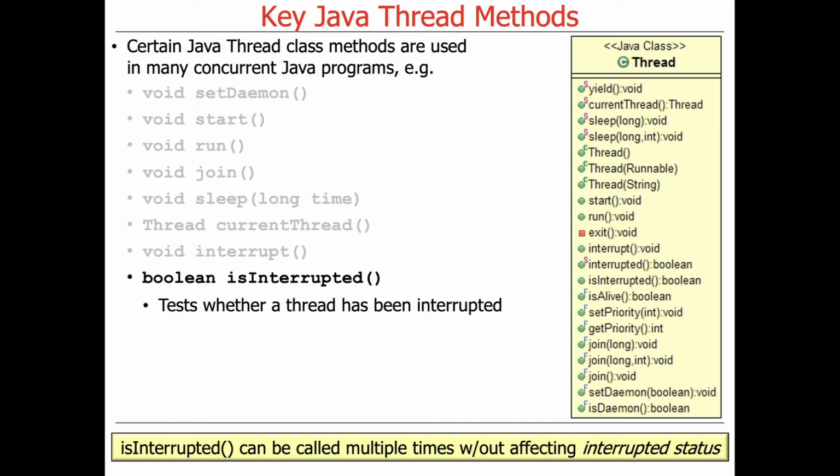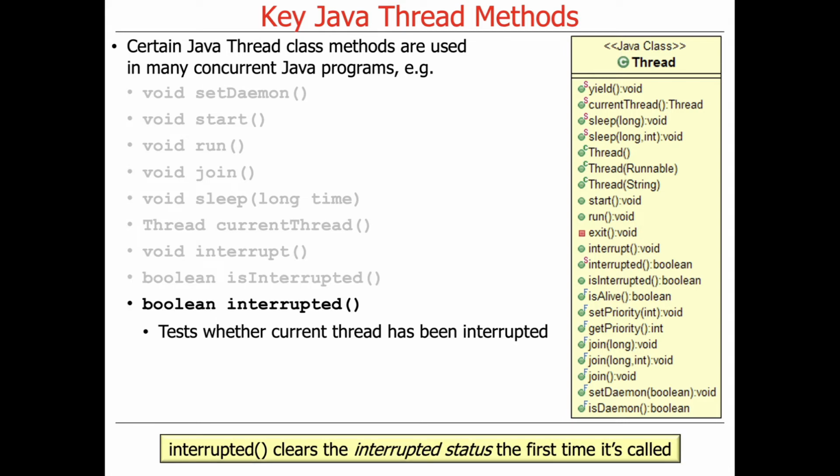The isInterrupted method returns true if the thread has received an interrupt request from another thread. And it tests it, but it doesn't affect the interrupt status flag. It just says, has it been interrupted or not? Yes or no. So it returns a Boolean.